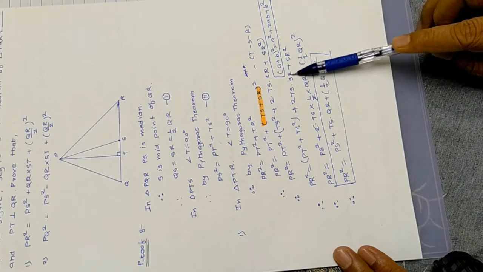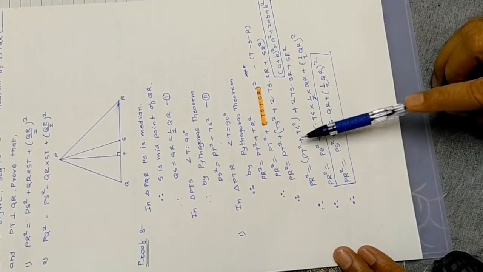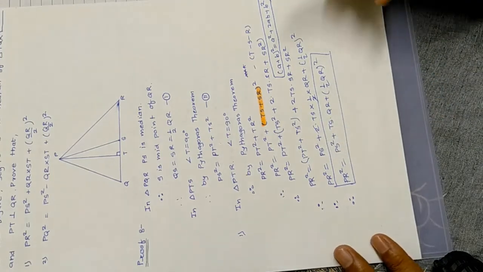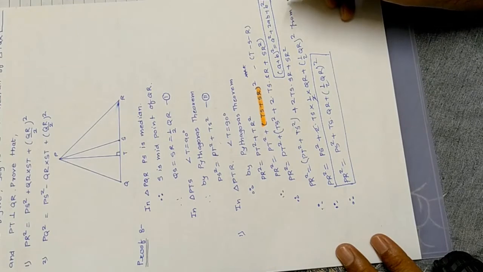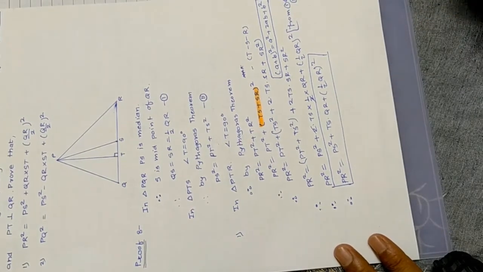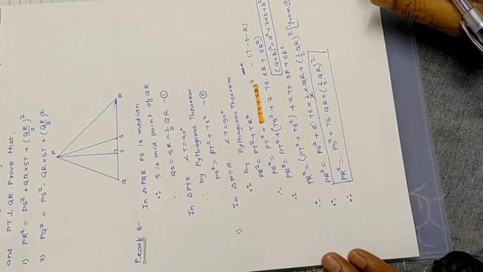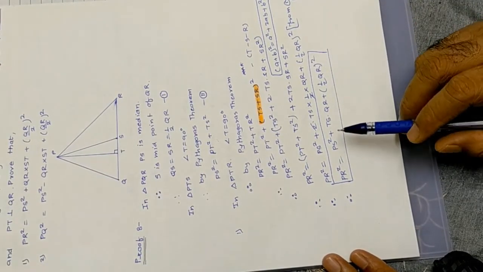But you know SR is what? Half of QR, that you had substituted. This is important part, that is PS square. So from where you got? This is from 1 and 2. Okay. So hence proved. So like this you have to prove the first part. Similarly, we are going to prove it for the second part.